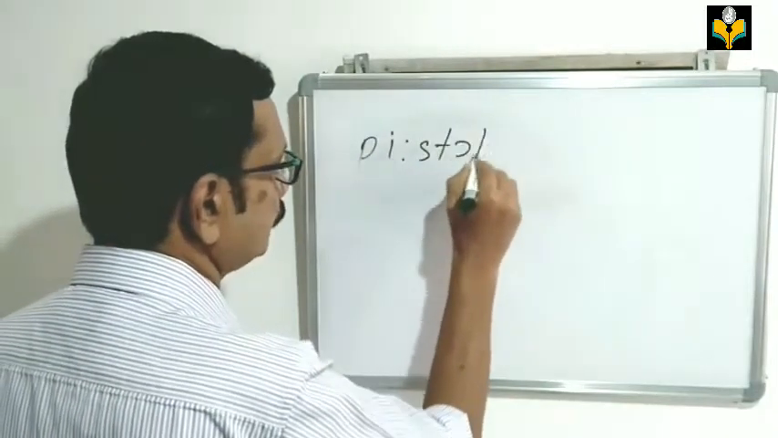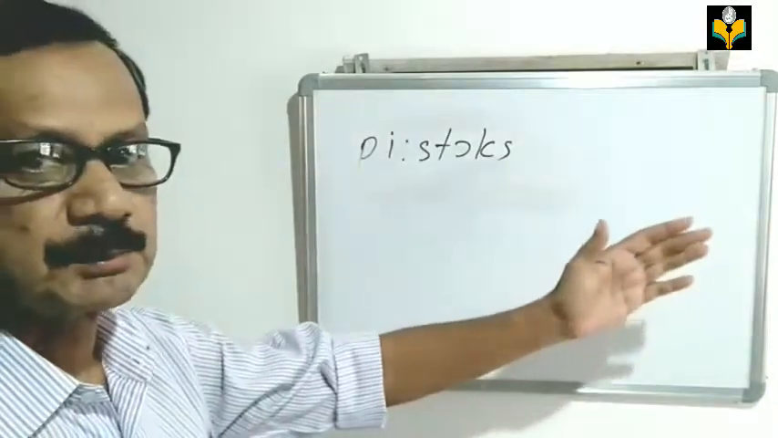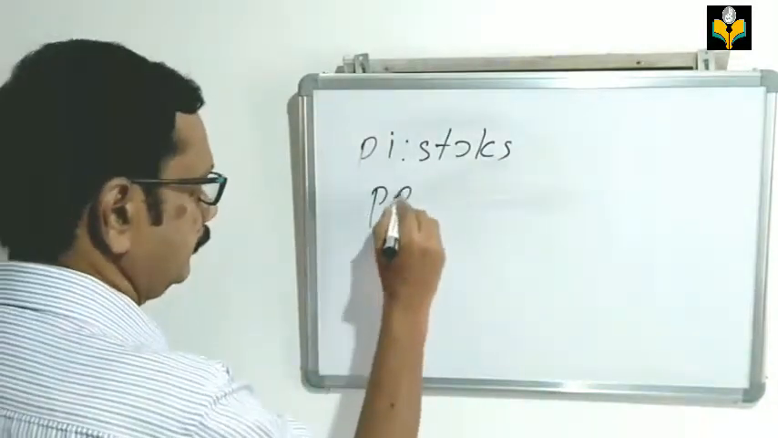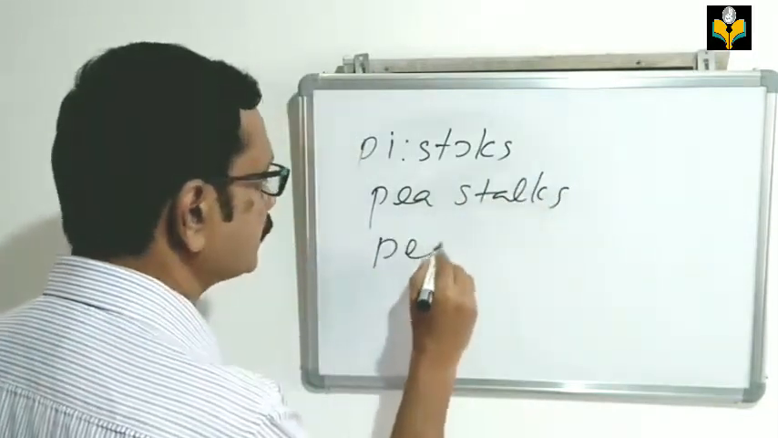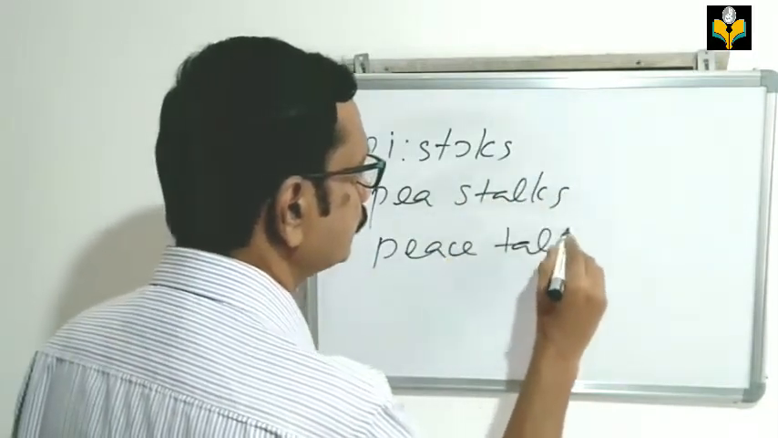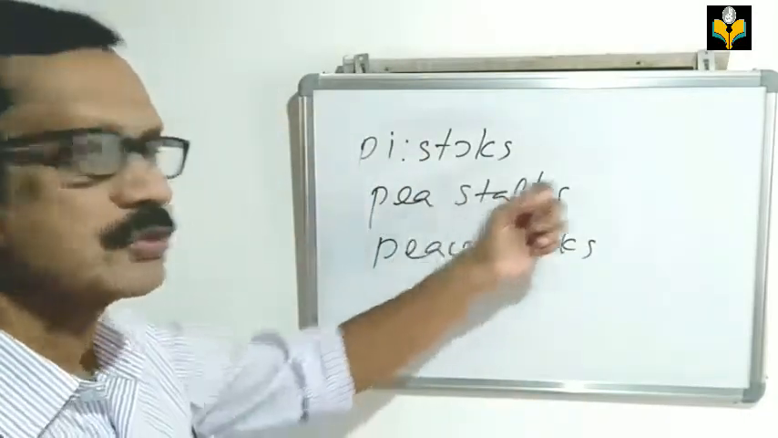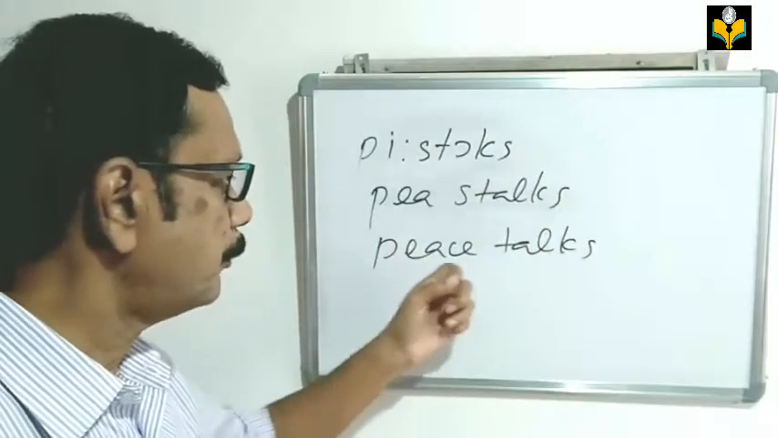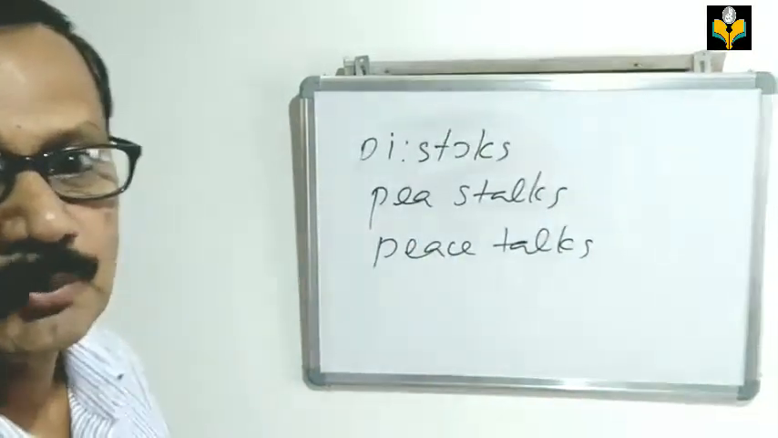For example, peace talks. When we say peace talks, it may be peace talks or it may be peace talks. If we put a pause here, it means peace talks. If we put a pause here, it means peace talks. That is, juncture means pause.